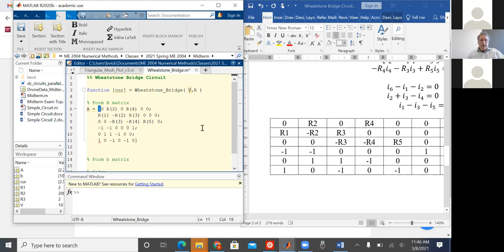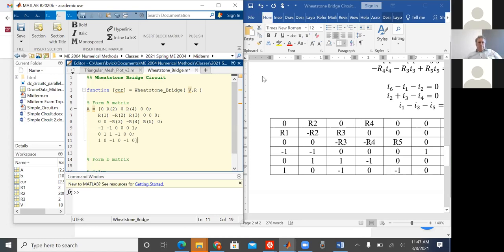1, 0, -1, 0, -1, 0, close parentheses. Now, okay. Before we go on, I've never made errors before, but some of you all do. So let's check this. 0, R2, 0, R4, 0, 0. Let's make sure they're the same. R1 minus R2, R3, 0, 0, 0. R3, 0, 0, minus R3, minus R4. Okay. Row 5, row 4, row 6 and row 7. I think those are okay.